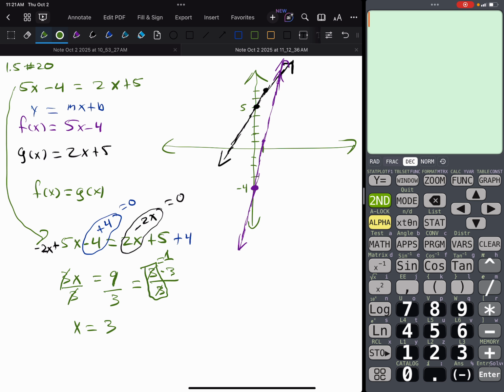Wait a minute. 1, 1, 2, 3. Sure looks like that x-coordinate where those two crossed. So how could I find the ordered pair where those two lines intersected? Because I've got the x-coordinate, I don't have the y-coordinate. Maybe, just maybe, I could find that y value, right?